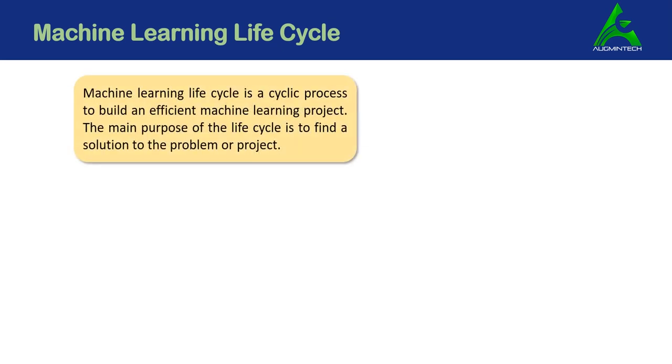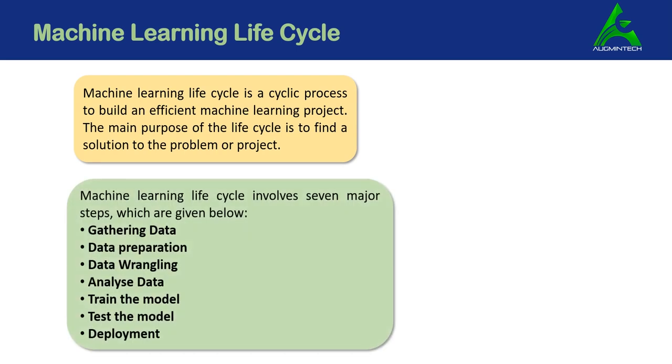Machine learning lifecycle is a cyclic process to build an efficient machine learning project. The main purpose of the lifecycle is to find a solution to the problem or project. The machine learning lifecycle is a cyclic iterative process with instructions and best practices to use across defined phases while developing a machine learning workload. The machine learning lifecycle adds clarity and structure for making a machine learning project successful.